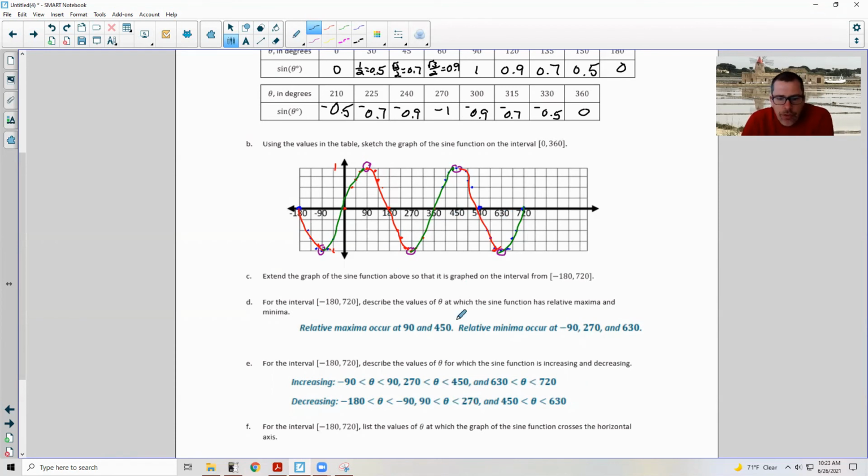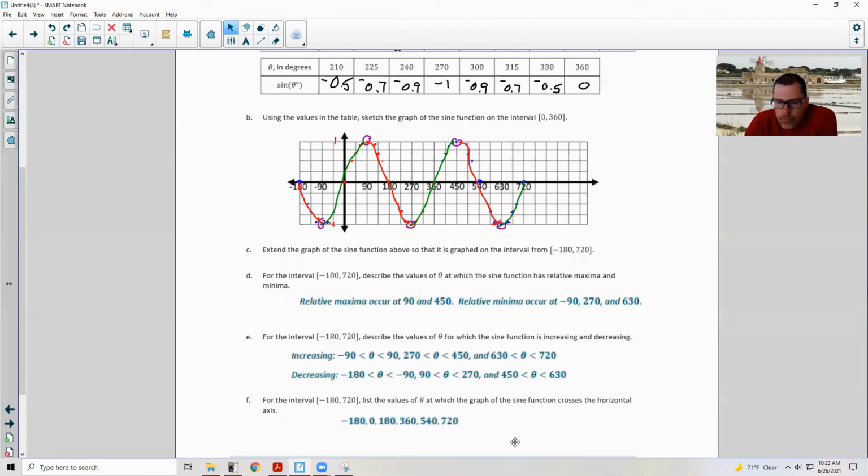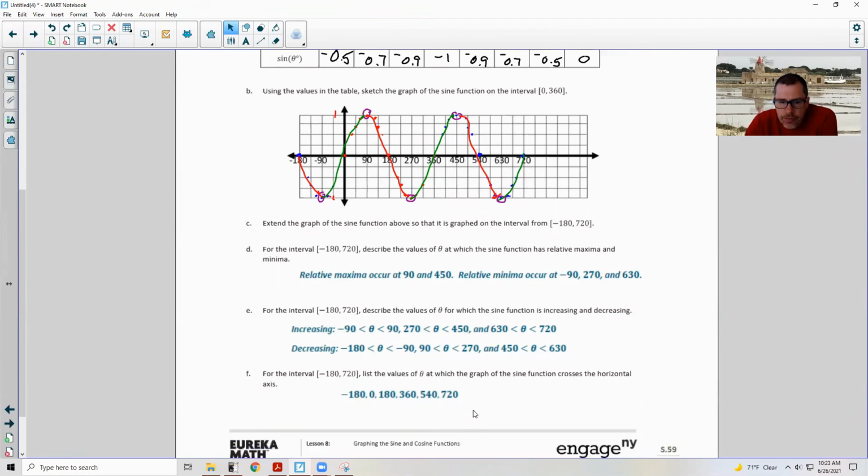F says for the interval negative 180 to 720, list the values of theta at which the graph of the sine function crosses the horizontal axes. Okay, so it crosses at negative 180, 0, 180, 360, 540, and 720. Okay, so there are those values that I just listed as we were going across and seeing where they cross the x-axis.